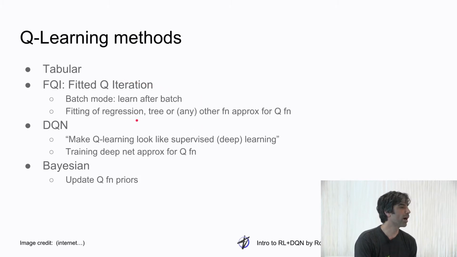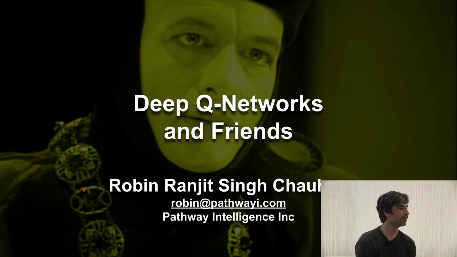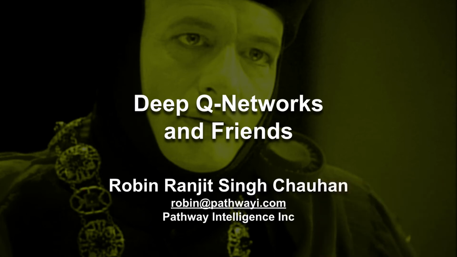So yeah, with FQI, you can use different types of function approximators. It actually doesn't matter what you use. With DQN, the guy who was the mastermind behind DQN was saying his goal was to try to make Q learning look like a supervised problem. And we'll see how that plays out. And so in that case, you're training a deep net. There's also, you can imagine Bayesian versions of this, and you can look that stuff up. Okay, so finally we're at DQN. Are there more questions on Q learning before we proceed?